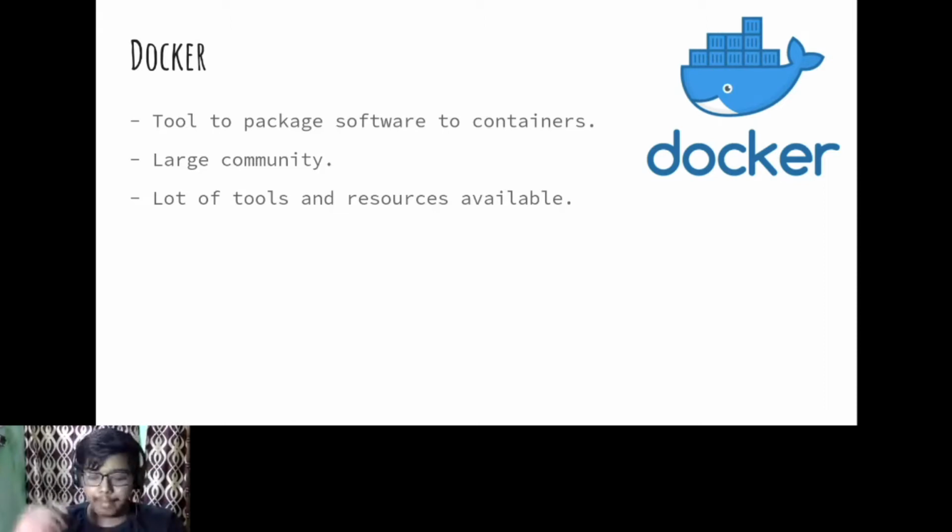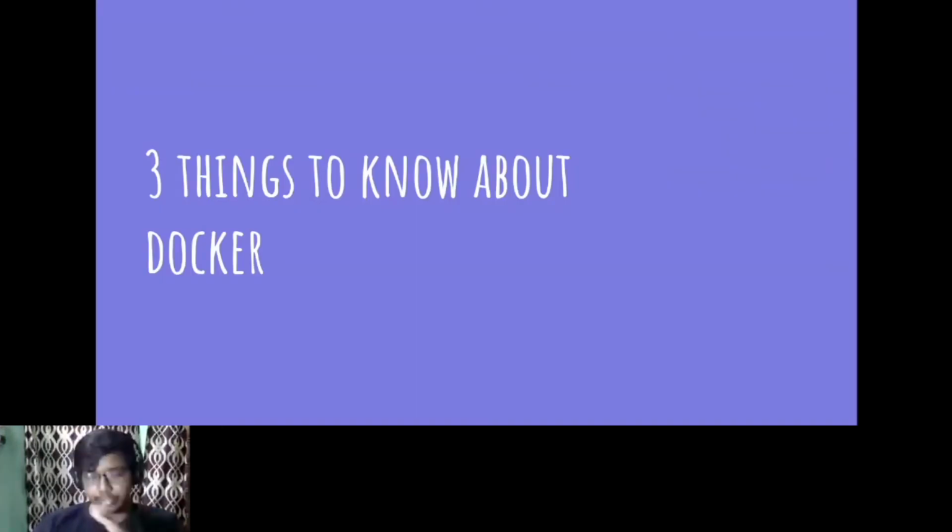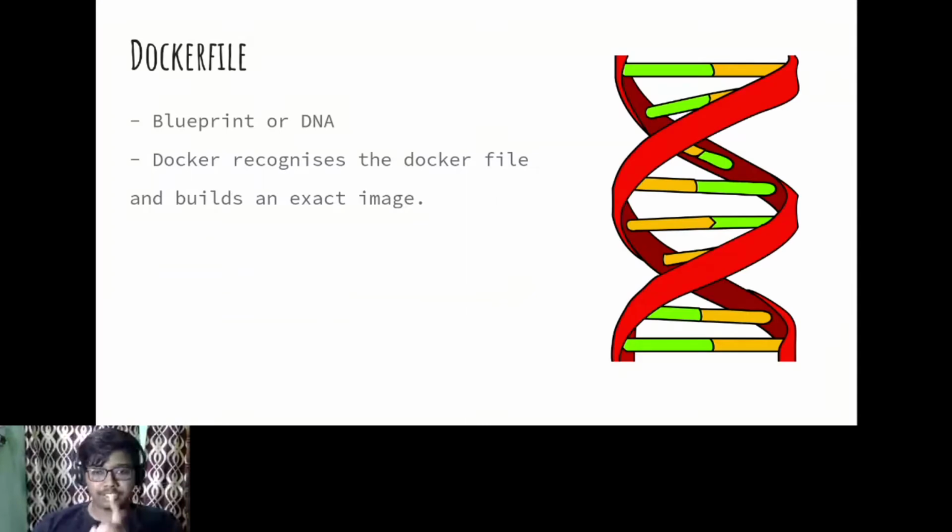Before moving on to the Docker binary and getting our hands dirty, there are three important components you should know about Docker. The first is the Dockerfile. Remember the blueprint that I mentioned in slide 2? The Dockerfile is the blueprint or the DNA. It's like a recipe, and it gives us the exact instructions needed to build an image.